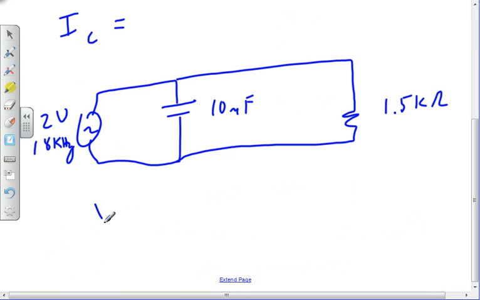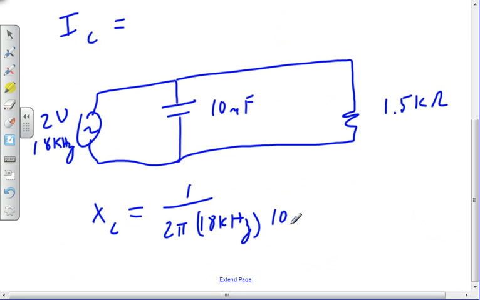Okay, first thing we're going to find is X of C. X of C is 1 over 2 pi F times 10 nanofarads.